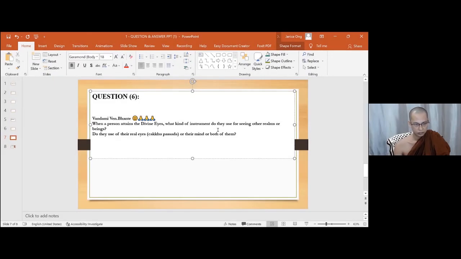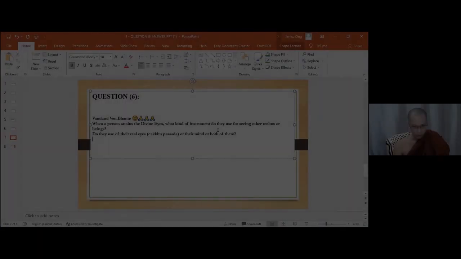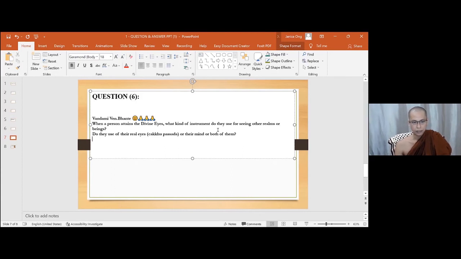Bhante, when a person attains the divine eye, what kind of instrument do they use for seeing other realms or beings? Do they use their real eyes, the chakkhupasada, or their mind, or both of them? Actually, using the divine eye does not relate to the physical eye. That's why he does not need to use the physical eye. Just the mind's work is used, because as you know, the process runs only in the mind, not related to the eye sensitivity. That's why even a blind person, who does not have eye sensitivity, can develop up to the level of the direct knowledge of the divine eye, and he can see by the mind.